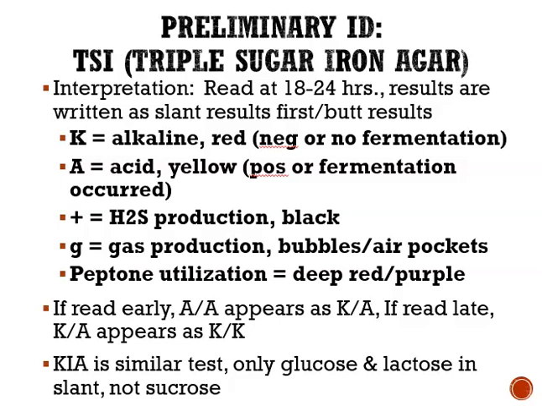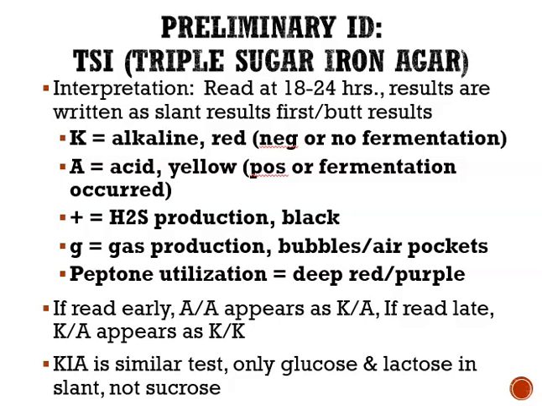And that's since glucose is present in the media in a lesser amount. If the glucose is utilized, it initially turns the butt and the slant yellow due to that acid production, but as all of that glucose is completely used up, the slant is going to start to revert back to alkaline conditions unless sucrose and/or lactose are also utilized. And if that's the case, then the entire agar would remain yellow.